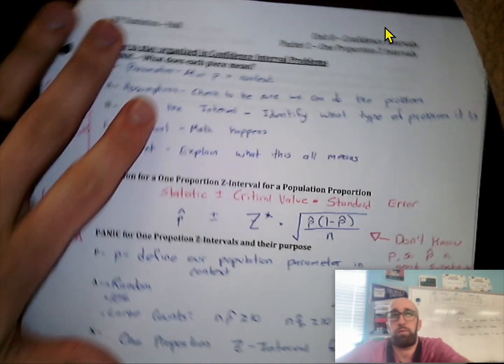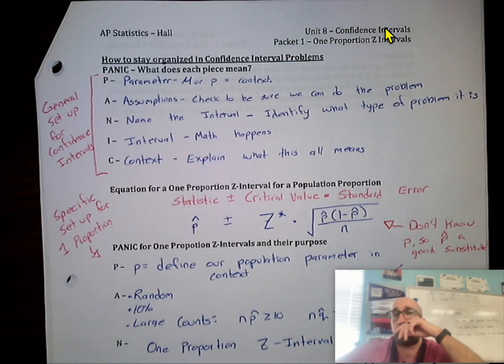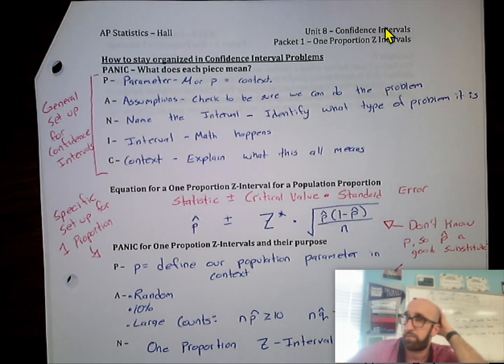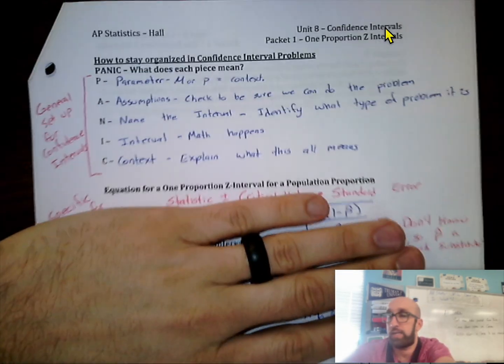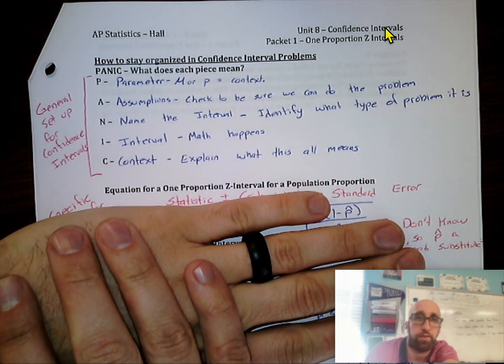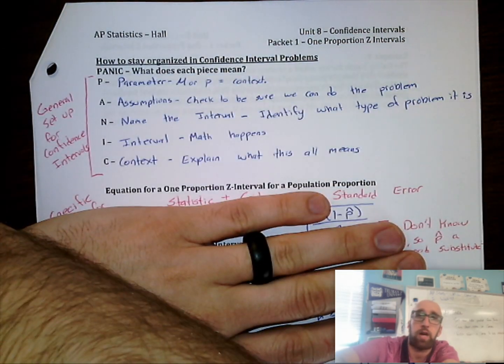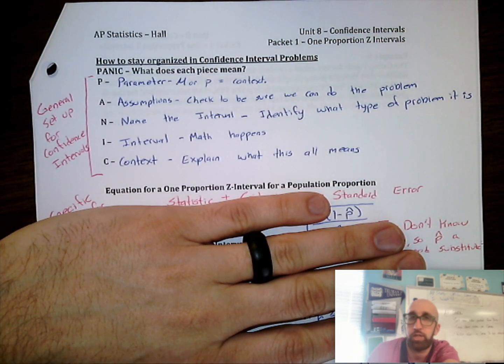Really quickly, I'm going to go through this. I don't want to make the video too long, so I'll try and speed it up a little bit, and then I'll show you some visuals of what's going on. On this top part is the general setup for confidence interval problems, and we have this acronym of PANIC. So anytime I'm going to make you do a confidence interval, we're panicking, okay? It's the general setup.